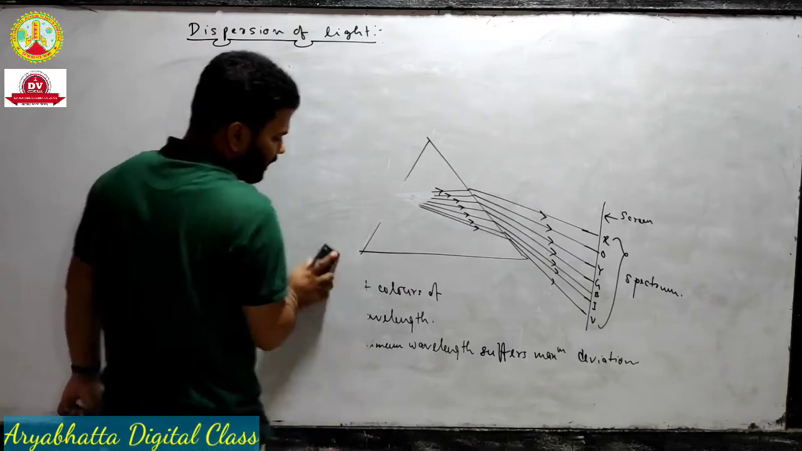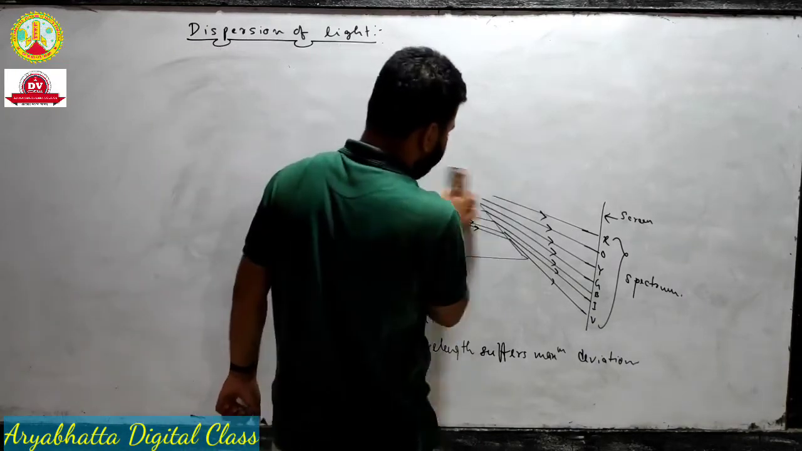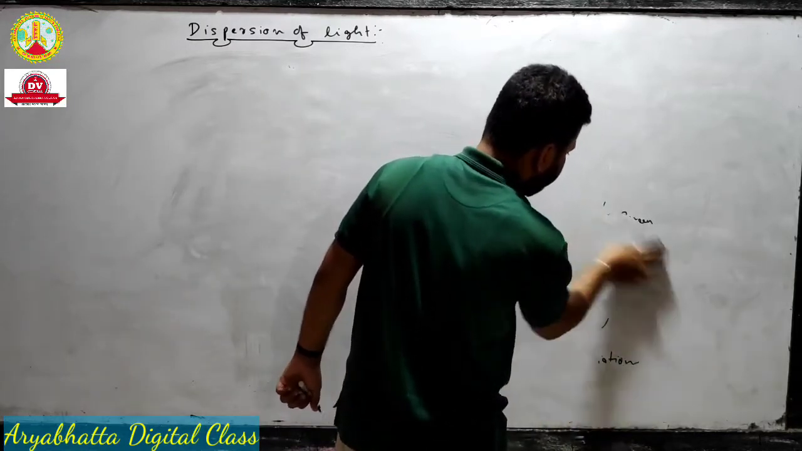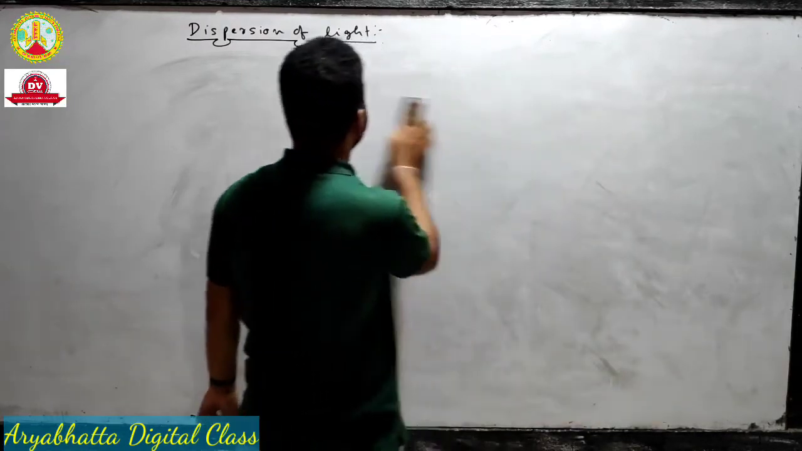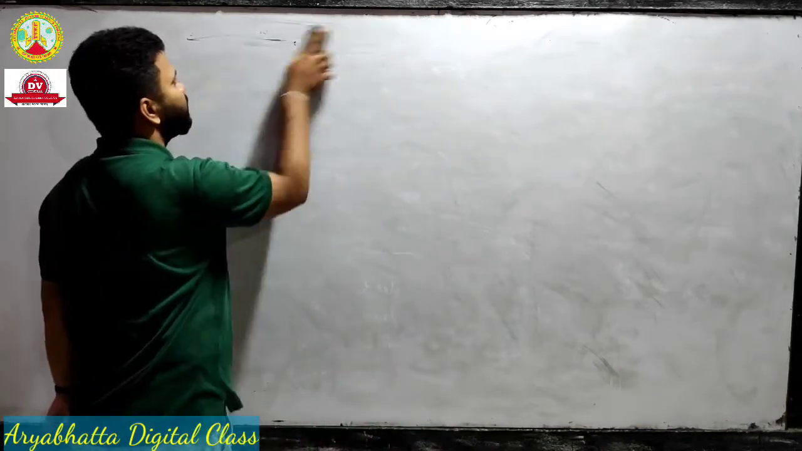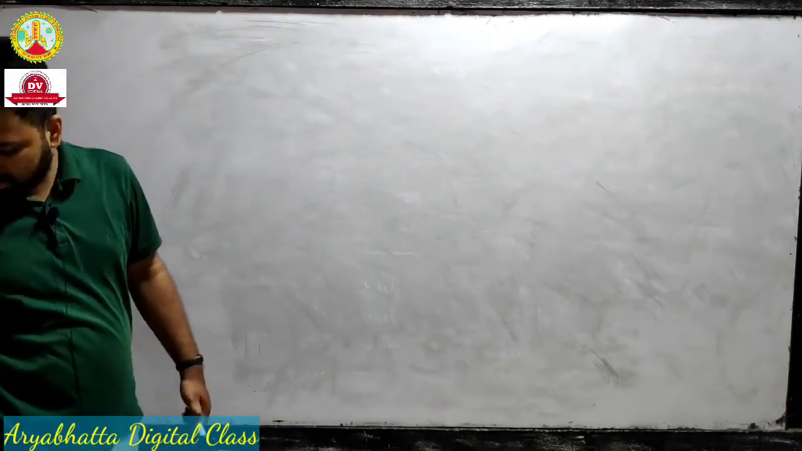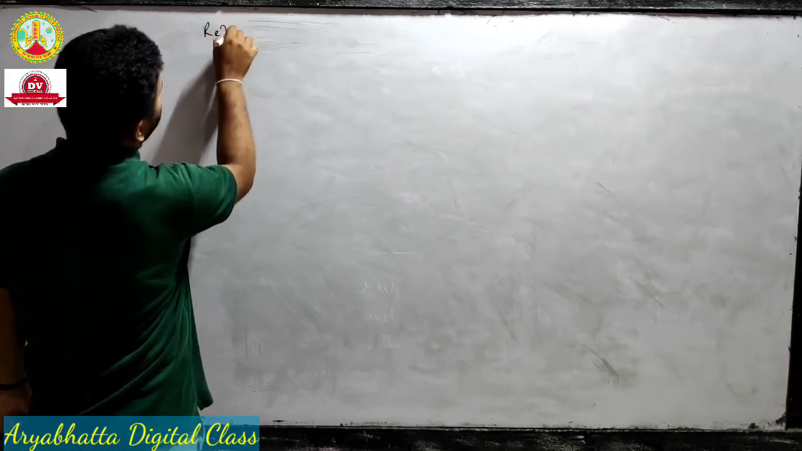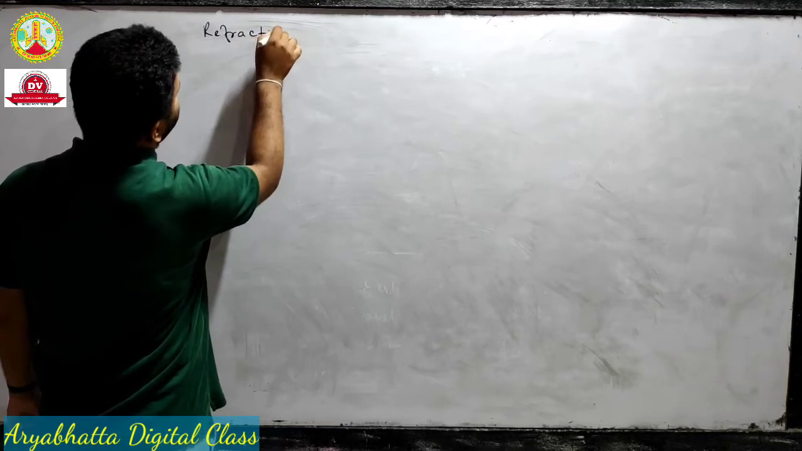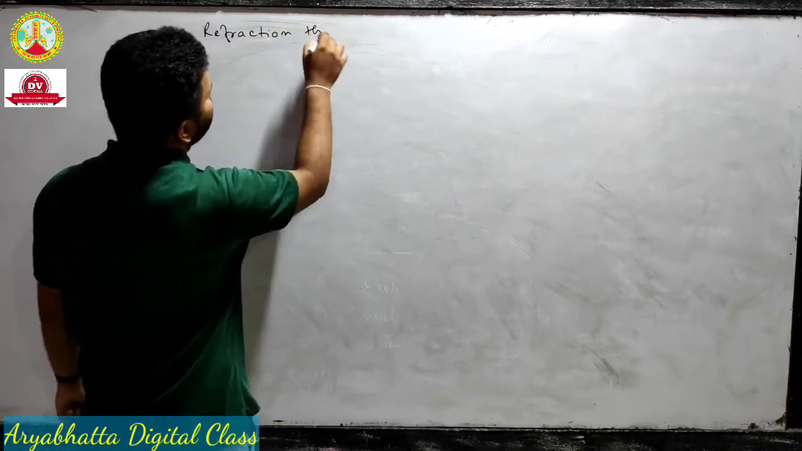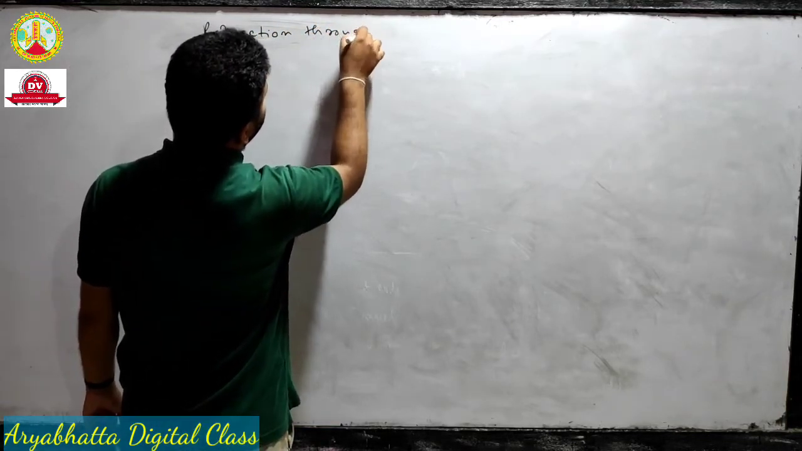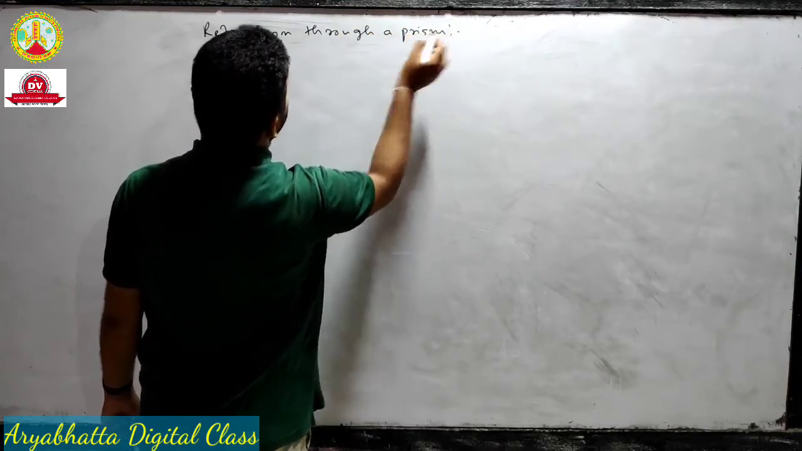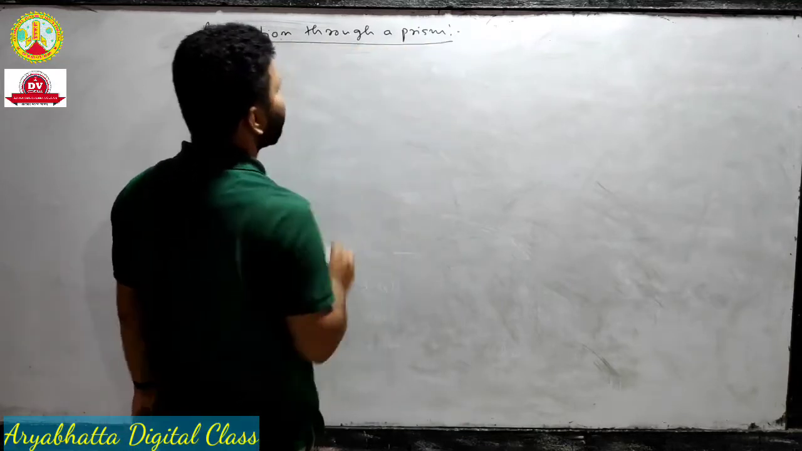So next one is refraction of light through a prism. The diagram you already got in class 10, that is refraction through a prism. Now we will again redraw it. So dispersion of light is going on. So the next topic is refraction through a prism. Okay, this is our next topic.